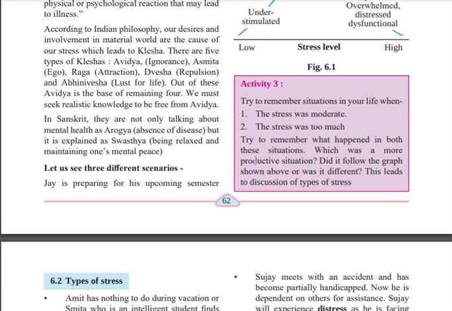And there are five types of clash: avidya, ignorance; asmita, ego; raga, attraction; dvesha, repulsion; and abhinivesha, lust for life. Out of these, avidya is the base of the remaining four. We must seek realistic knowledge to be free from avidya.